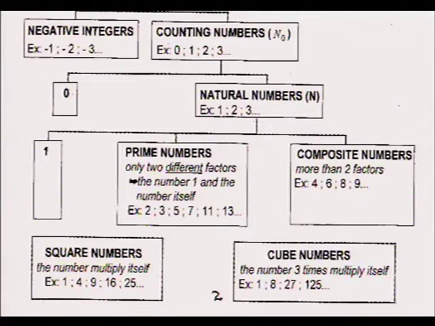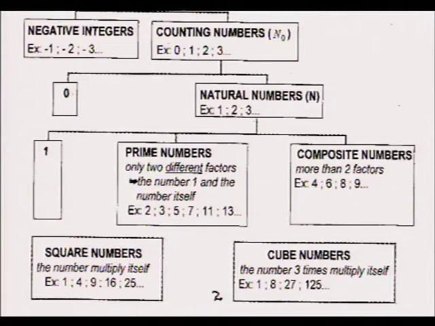So the next one, we have negative numbers and counting numbers. 0 is a counting number, as well as natural numbers are also counting numbers. Then we get on the natural numbers 1 and the prime numbers and composite numbers.